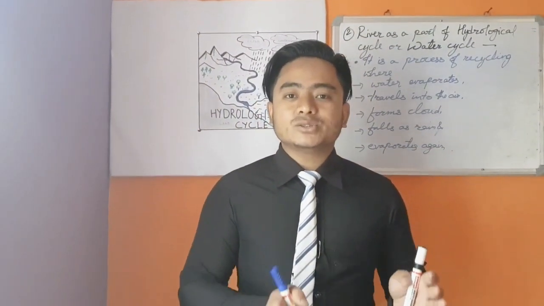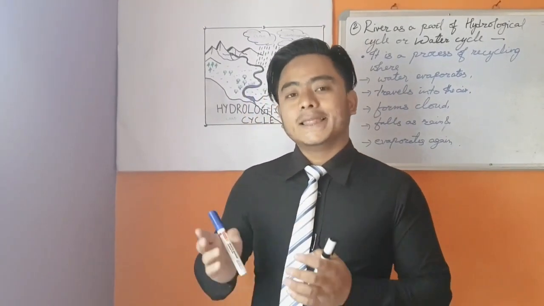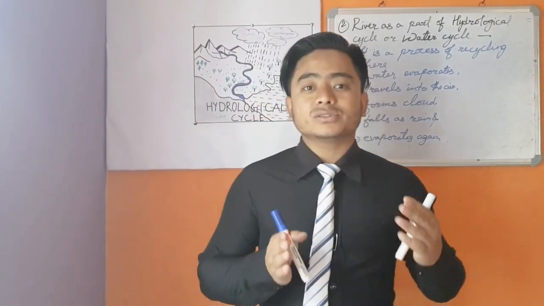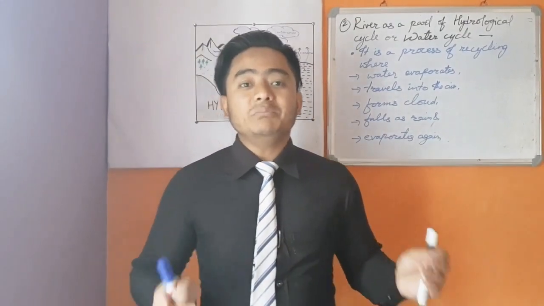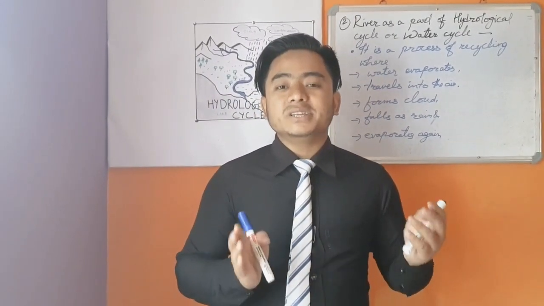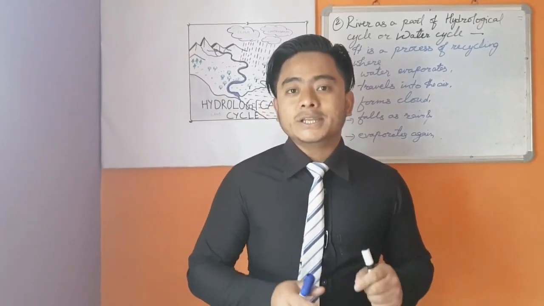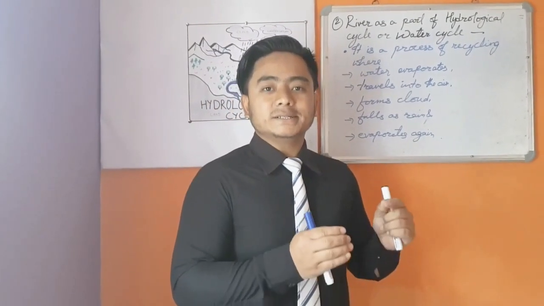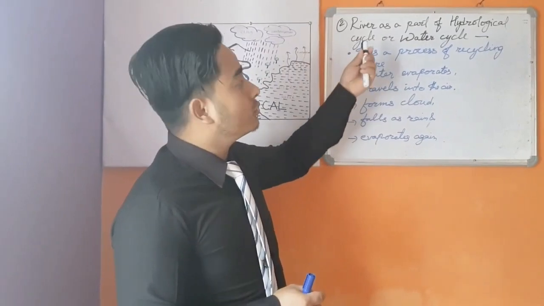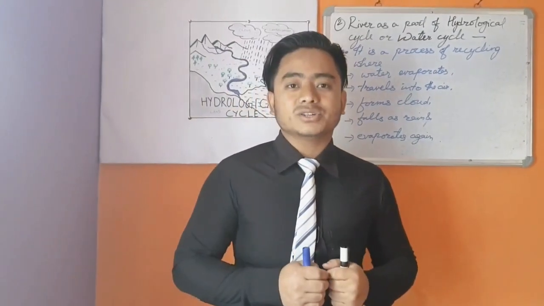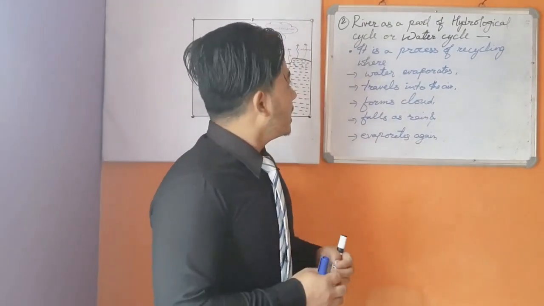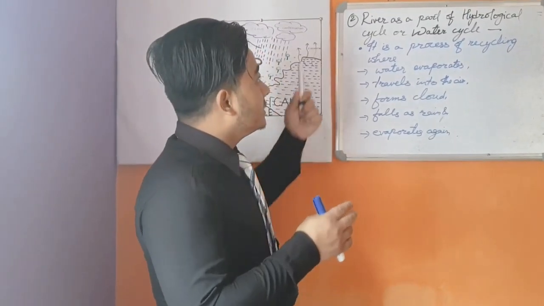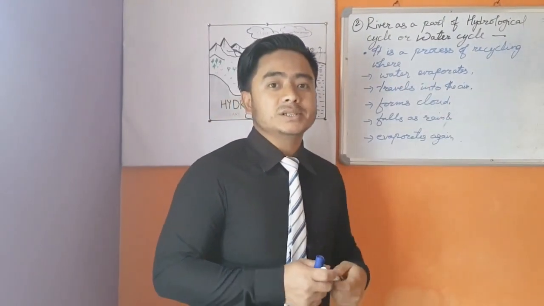Among the various exogenetic processes on the earth's surface like work of river, work of wind, work of glacier, work of river also plays an important role in the shaping and reshaping of the earth's surface. It is so because river is one of the most important agents which plays an important role in the process of hydrological cycle. So now let us try to understand river as a part of the hydrological cycle.